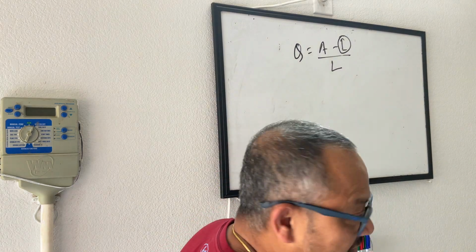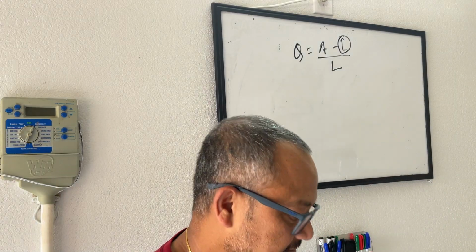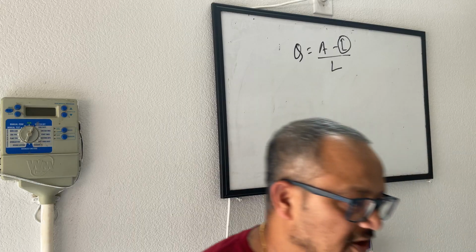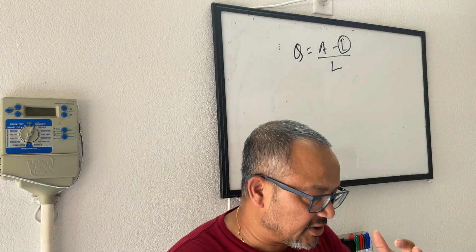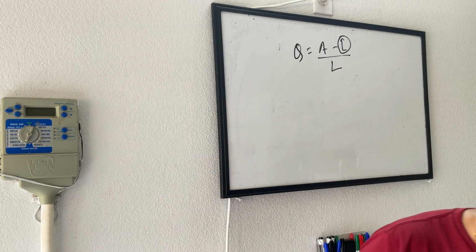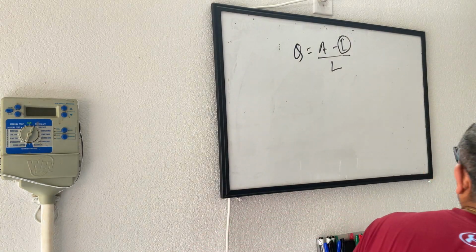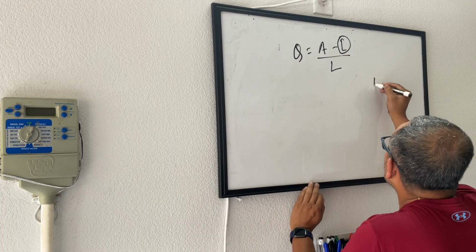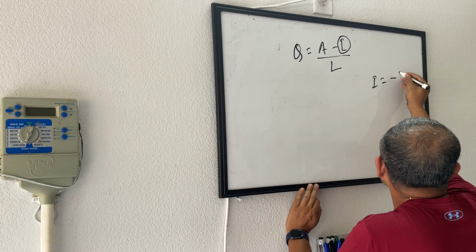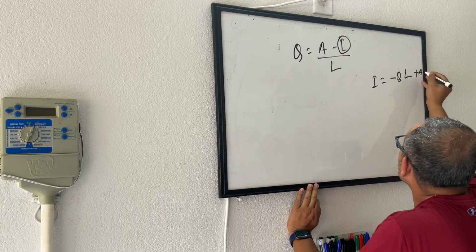I will not give you options. I want you guys to derive it. It should not take more than a minute. If it's taking more than a minute, that means we are making it complicated. I equals negative QL plus A. Okay, we'll see.